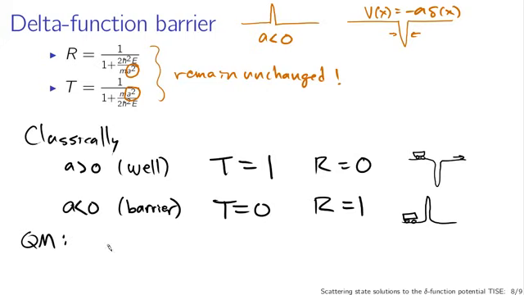Quantum mechanically, we get the same thing. Whether we have a well or a barrier, the reflection and transmission coefficients are unchanged. This is an example of what I mentioned earlier as quantum tunneling. Quantum tunneling, where the particle penetrates a barrier that it does not have enough energy to clear, is an especially easy thing to calculate in the context of a delta function like this. But really, this is kind of a remarkable result.